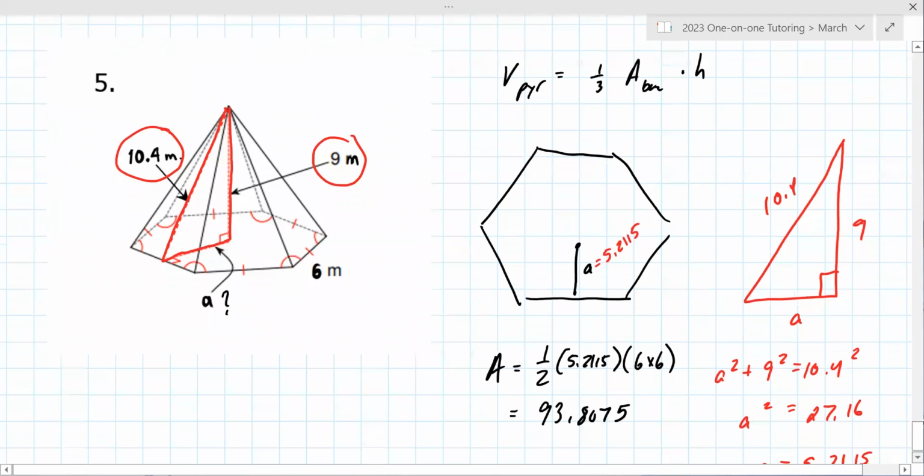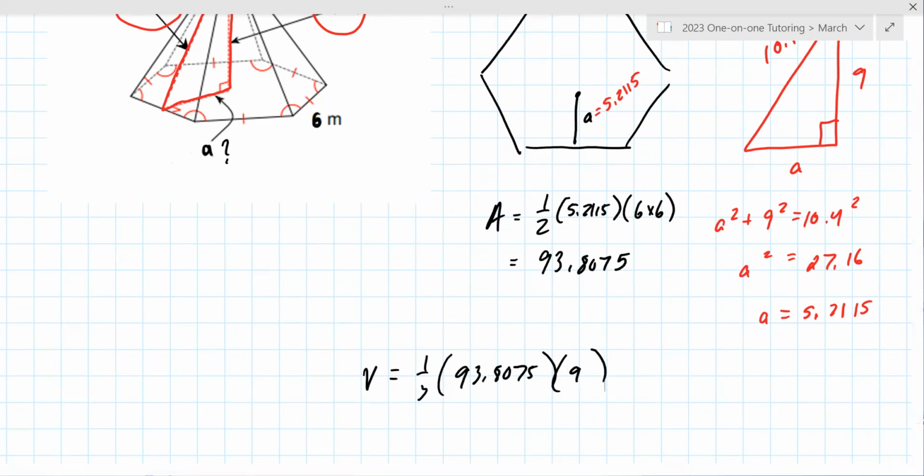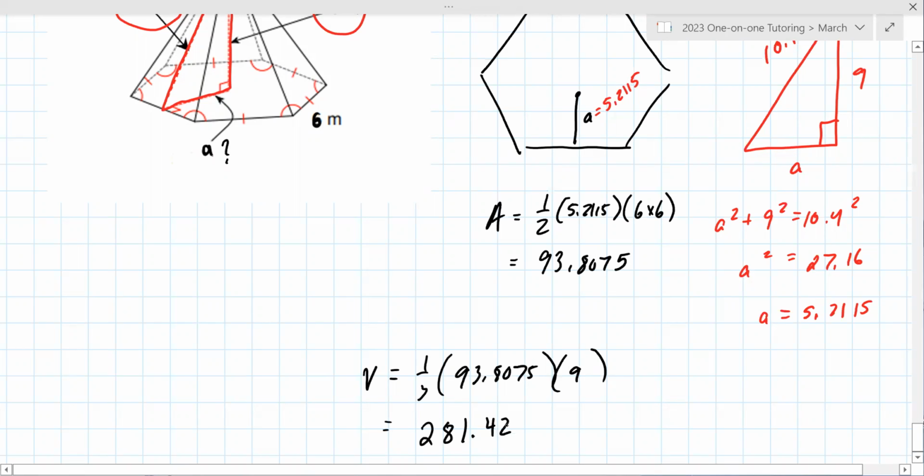So you're almost there. Kind of a 3-step calculation. 1/3 times 93.805 times 9. And give me that to 2 decimal places, please. Okay. I got 281.42. Good.